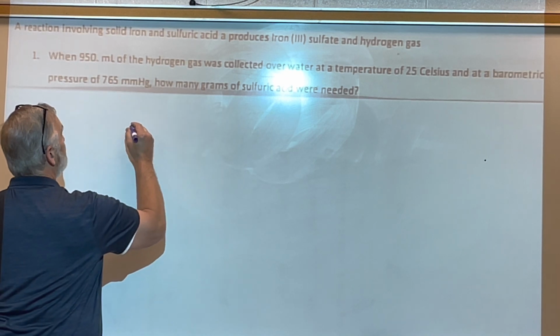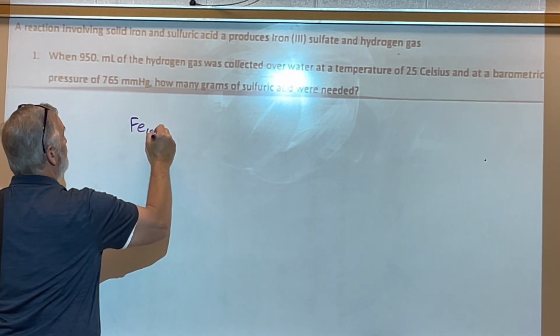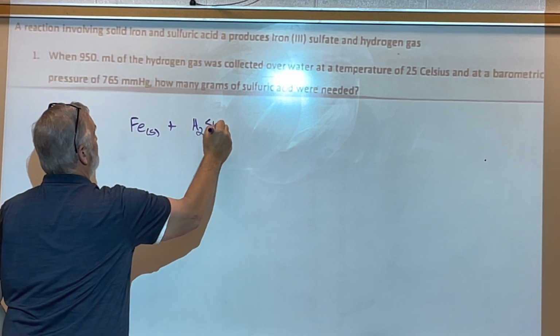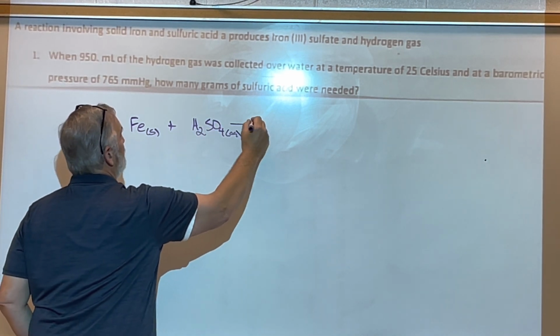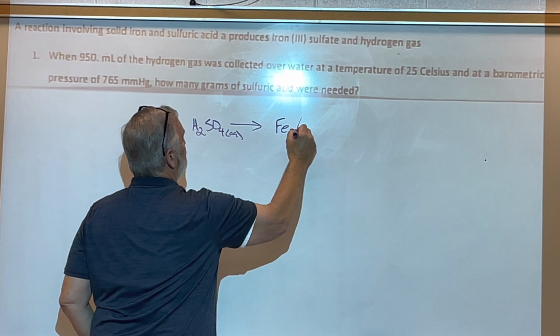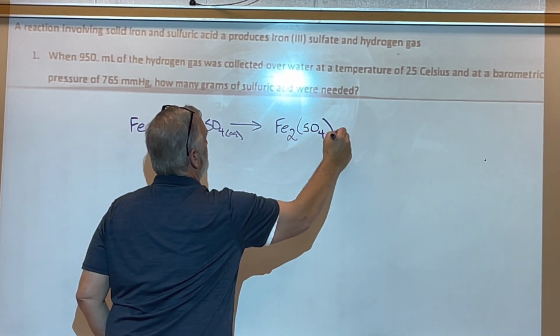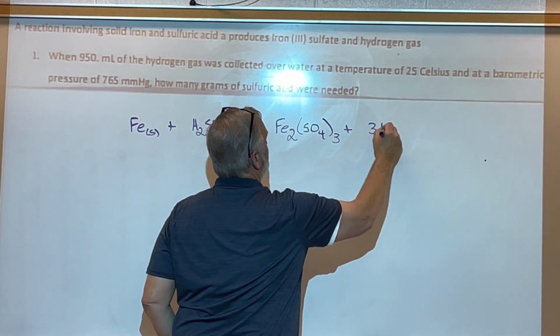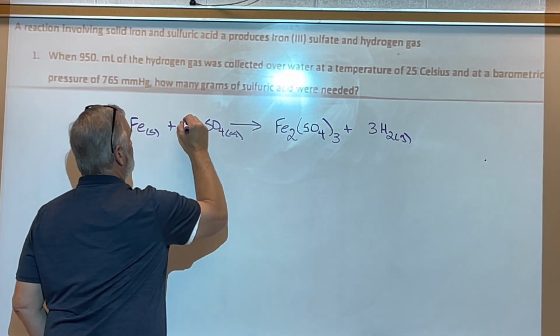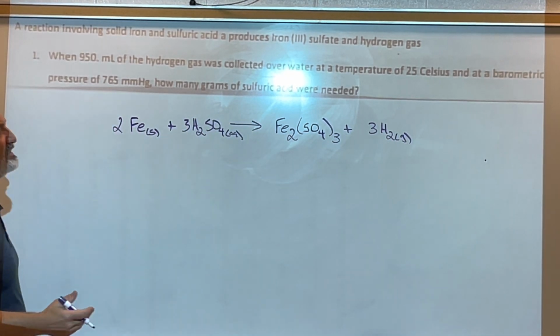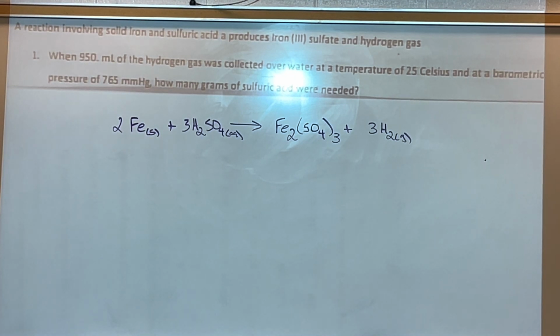So this equation is going to be Fe solid plus H2SO4 goes to Fe2(SO4)3 plus H2 gas. That's the exact same equation we had on the other side. So the first step, write a balanced equation. Again, on the test, I'll probably be giving you that balanced equation because I'll wait until the exam to be testing you on that. All right, now what am I given?